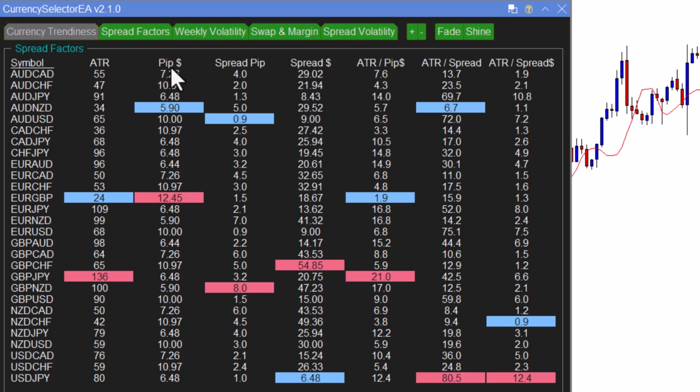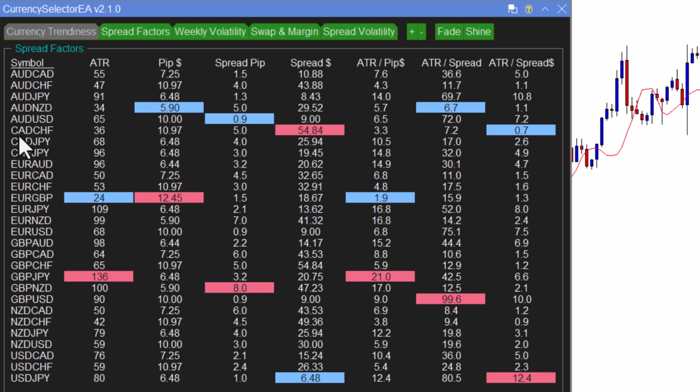It tells you what the pip value is per currency, what the spread in pips is, therefore what it will cost you in spread to trade a particular currency. So look at this. The CAD franc, because it doesn't have much liquidity, has a very high dollar spread. A lot of people don't think in terms of dollars, whereas the yen has a $6 cost associated to the spread. So that's almost a 10 times difference.